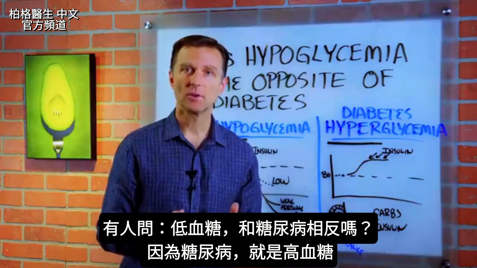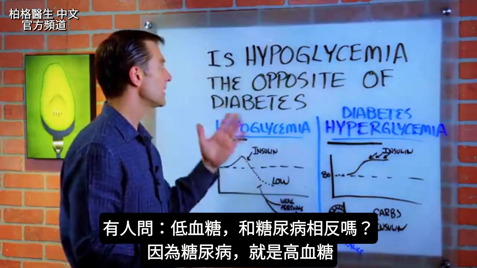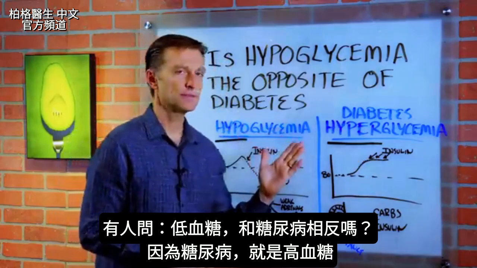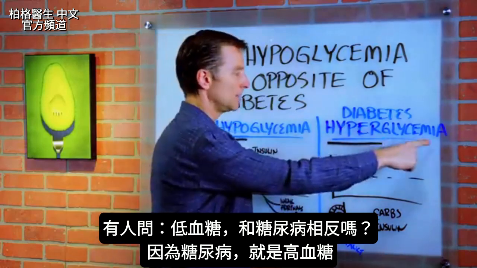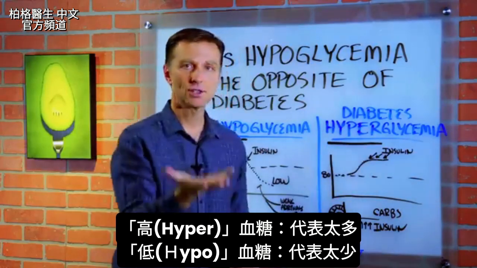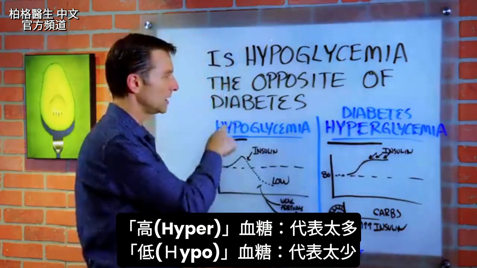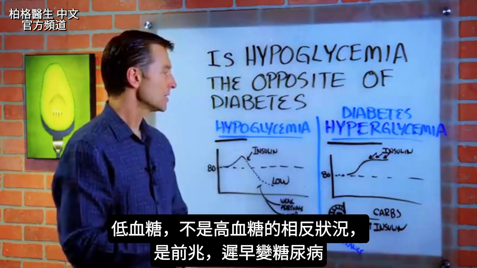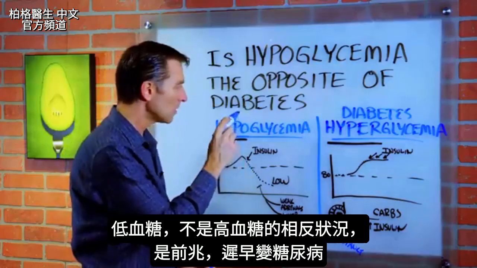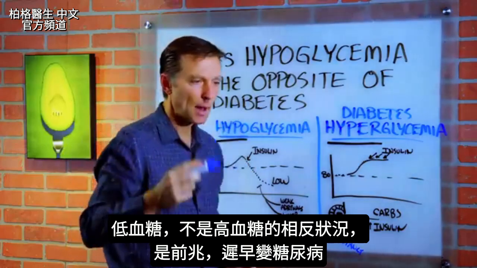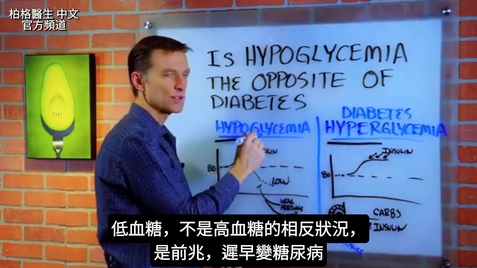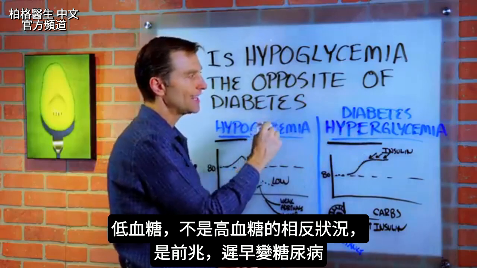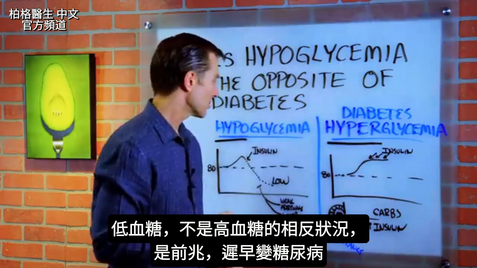So I had a question from someone that wanted to know, is hypoglycemia the opposite of diabetes? Because diabetes is hyperglycemia. Hyper meaning it's too much of something. Hypo meaning low. So let's just take a look at this. Hypoglycemia is not the opposite of hyperglycemia. It's the precursor. It's the thing that's going to turn into diabetes sooner or later.